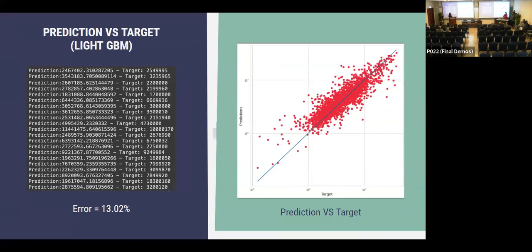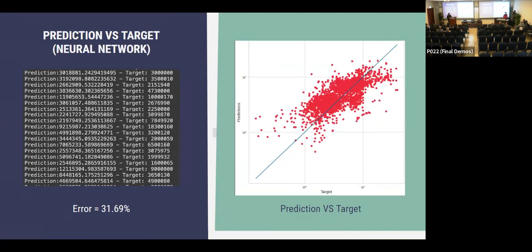The same thing also happened with the Light GBM. We visualized it the same ways. In this model, the percentage was 13.02%, which is higher compared to the previous model. And finally, the MLP regressor, or the neural network model, had a percentage lower than both the previous models, the XGBoost and the Light GBM model.